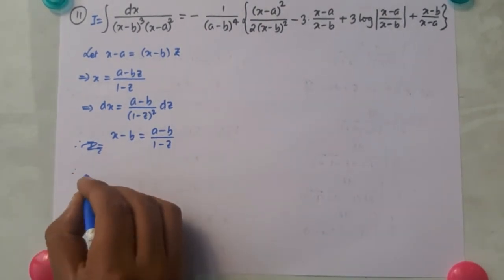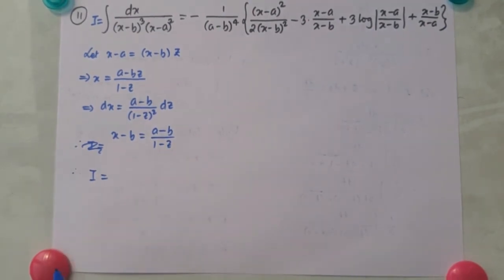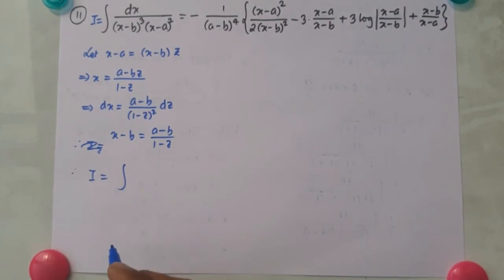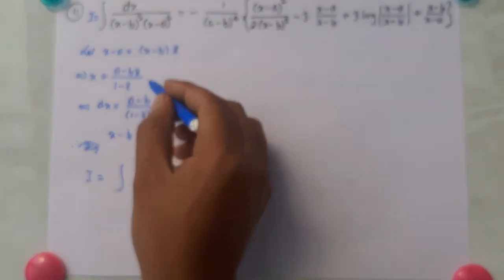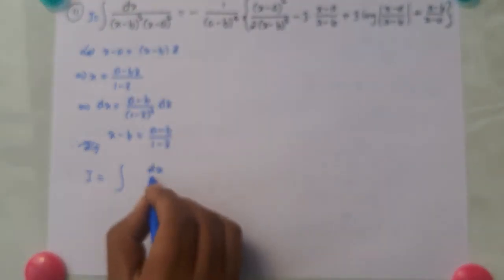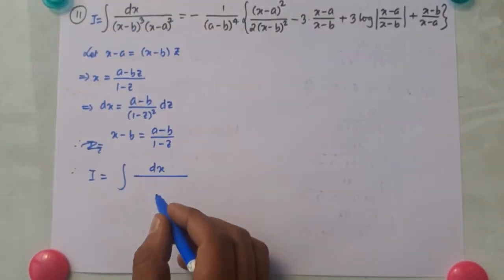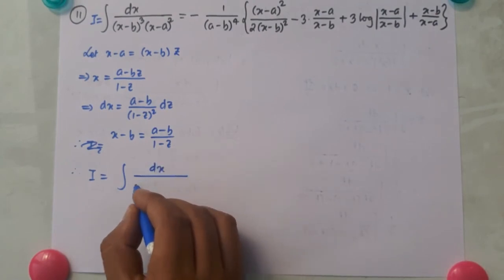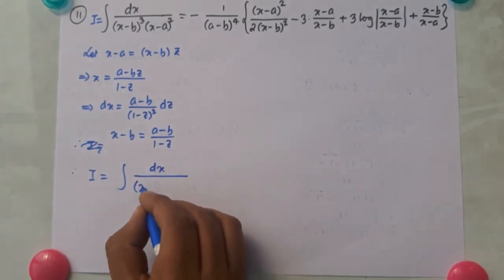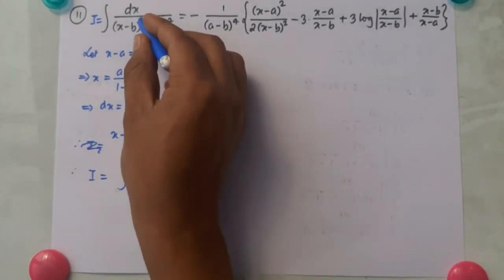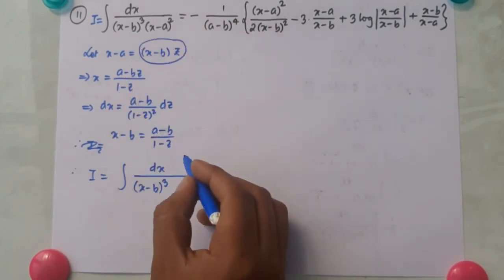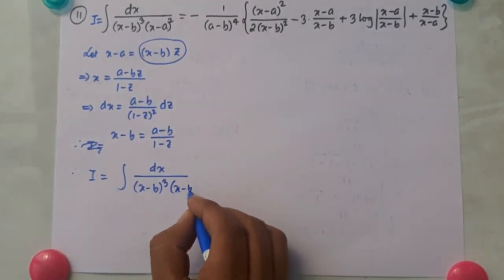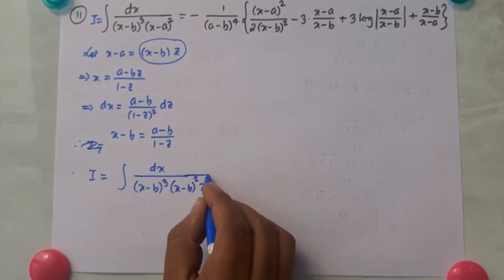So your integral I will change into integral, see here carefully, dx is there, isn't it? Let me write it fully first. So dx by x minus b whole cube, x minus b whole cube is there, isn't it? And x minus a whole square can be written as this whole square. So this becomes x minus b whole square z square, isn't it?